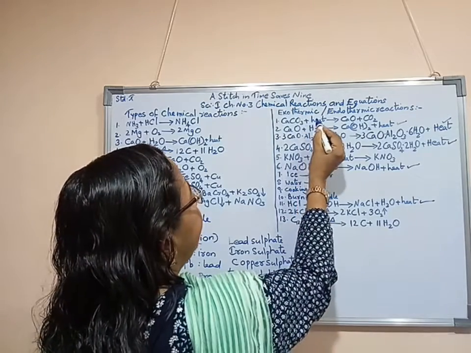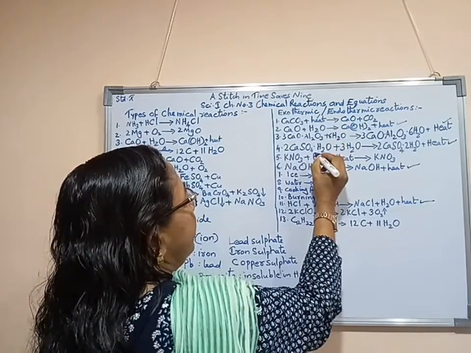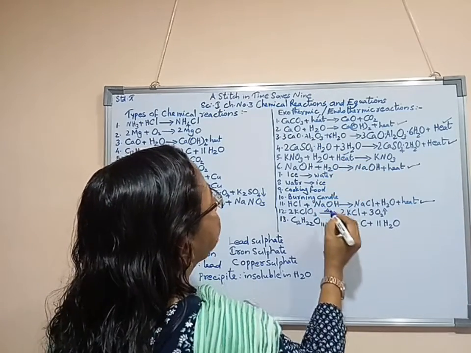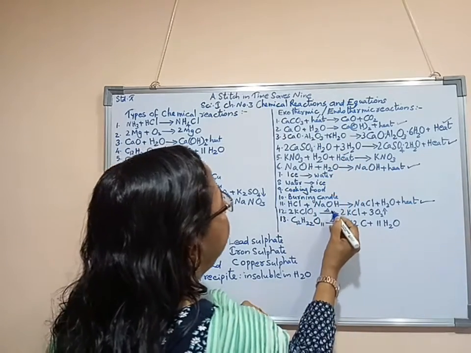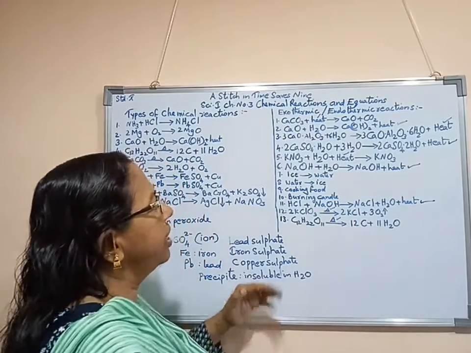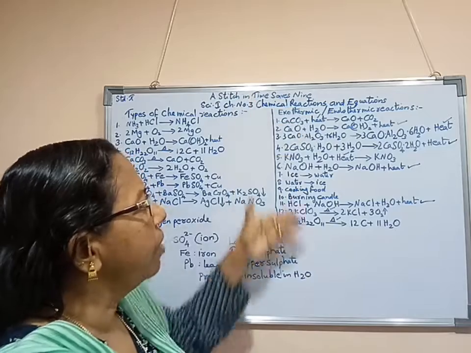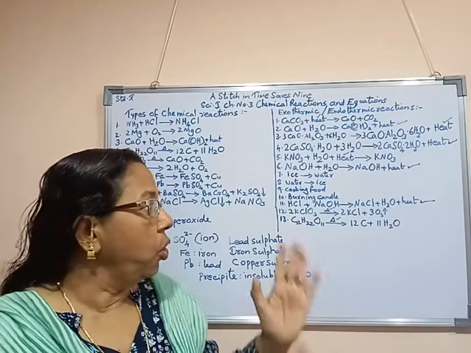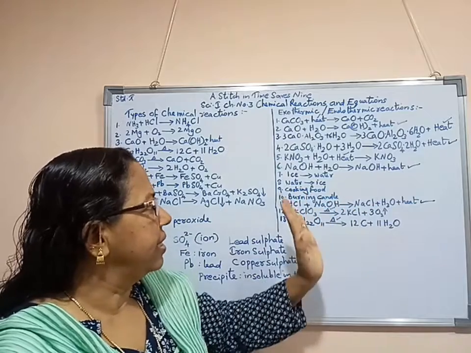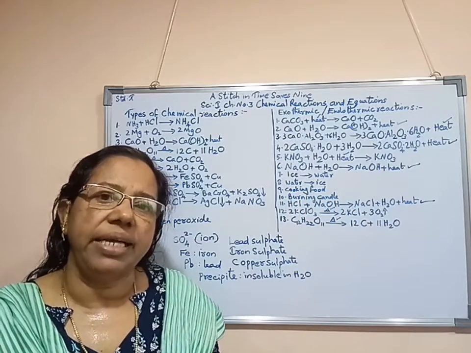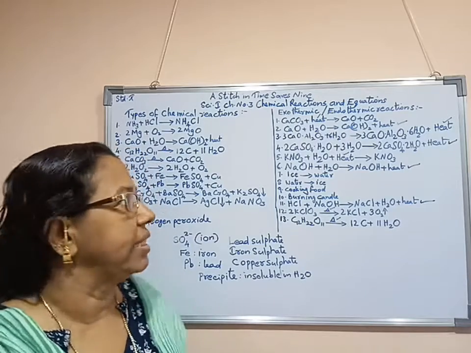Here heat is on the reactant side, here heat is on the reactant side, then here we are supplying heat, here we are supplying heat, so we can say that these are examples of endothermic reaction. Now where there is no marking of heat, whether they come under exothermic reaction or endothermic reaction, we will see.